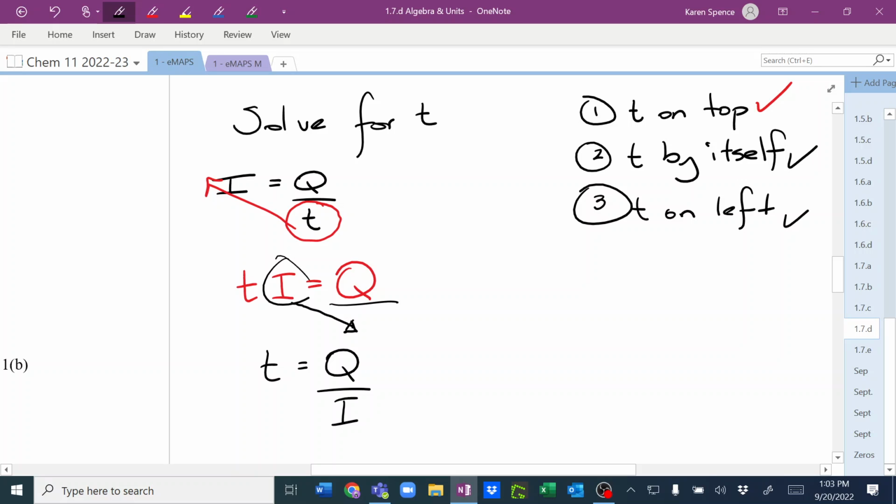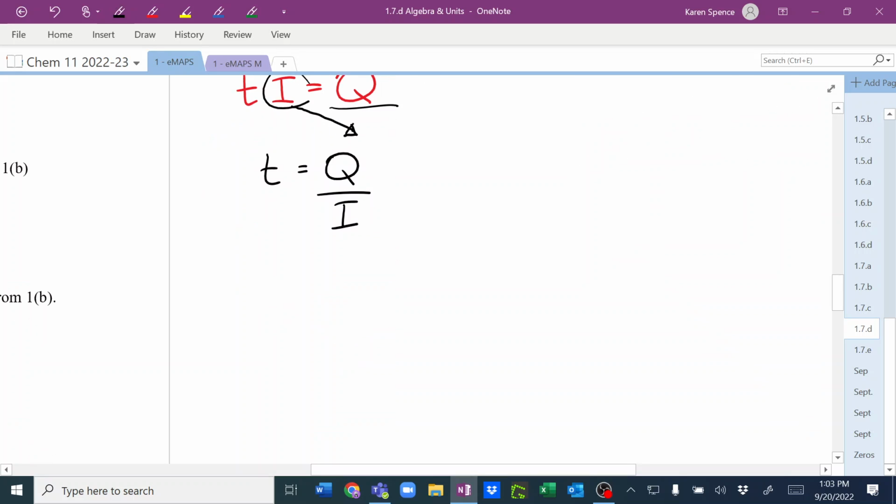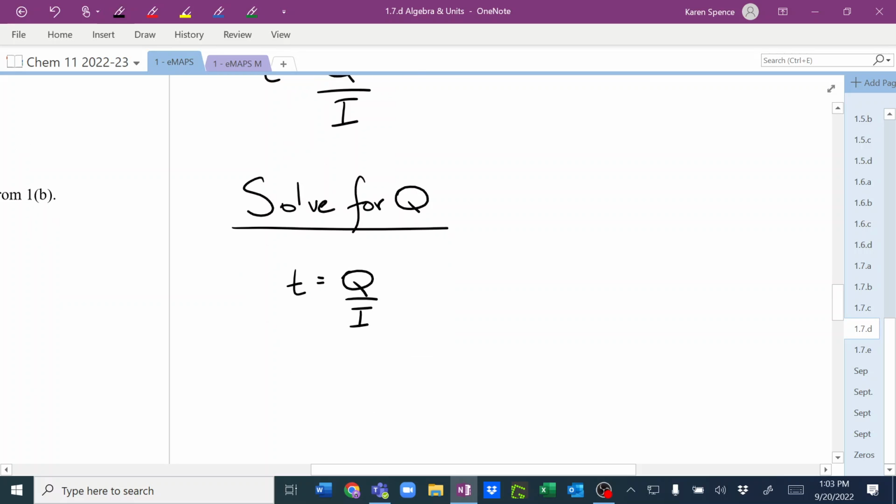Okay. And last but not least, we're going to solve for Q. So we have T is equal to Q over I. Oh, Q on the top. Hey, we don't have to do that. Yay. That's nice. Is Q by itself? No, there's an I here.